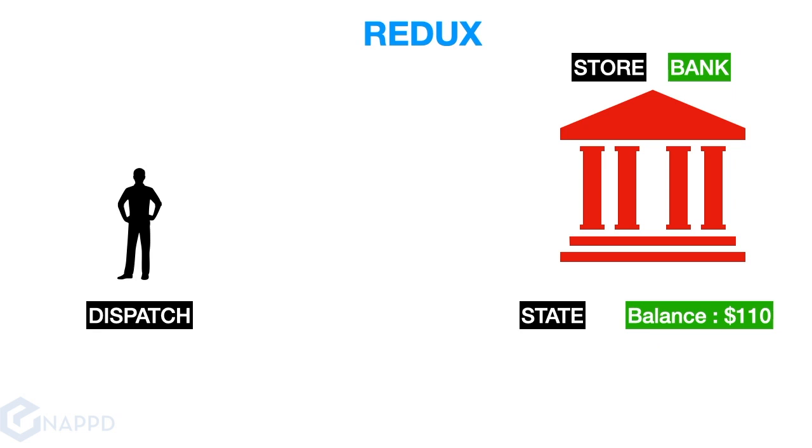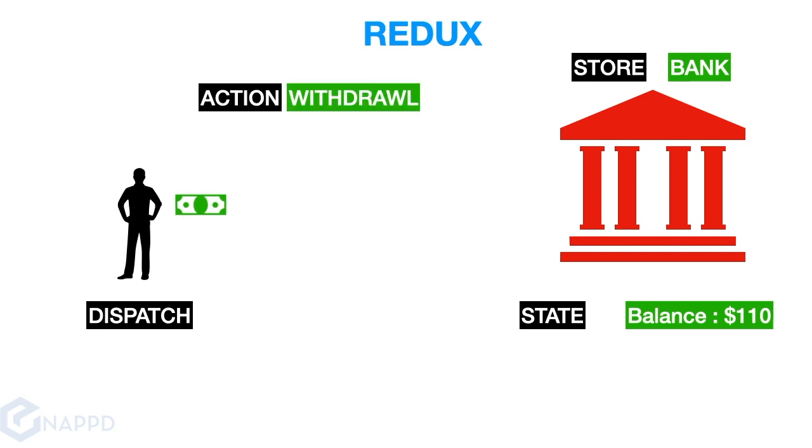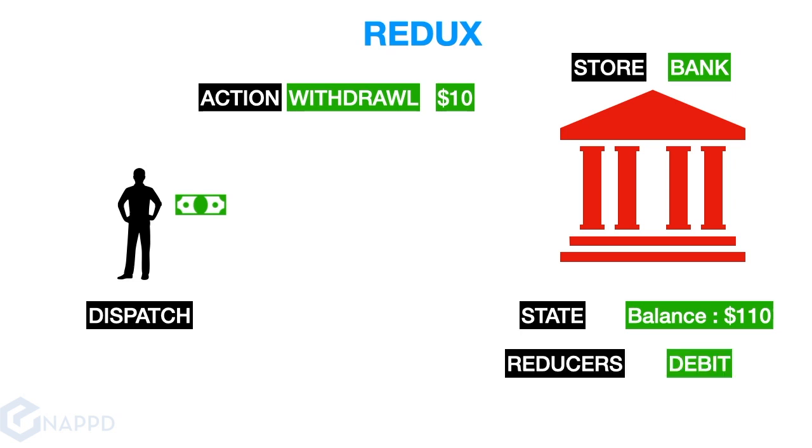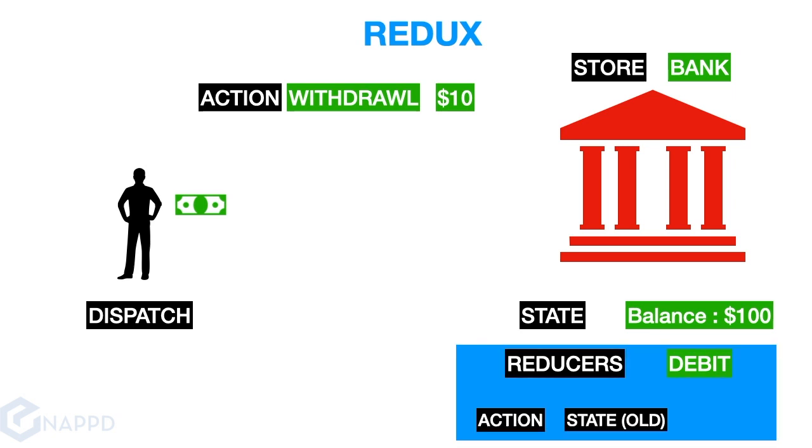Let's take another scenario. In this scenario, you want to take some money out of the bank. So you dispatch a different action called withdrawal to withdraw $10. Suppose your state or your balance right now is $110. There will be a reducer in the bank called debit, which will run and it will cut $10. Now your next balance is $100. So a reducer works on two inputs, your action and your previous state, and gives out a new state. Later in the code, we will see how to use this reducer with those inputs, like the action and the state, to give a new state.